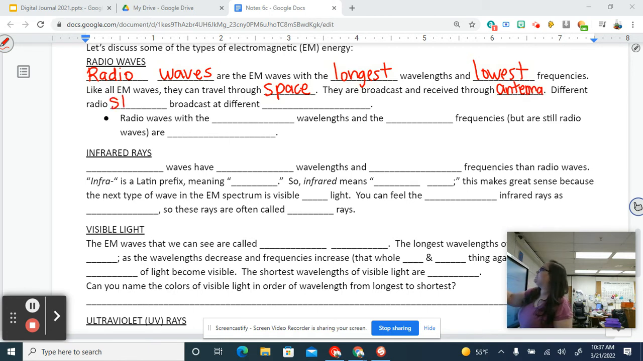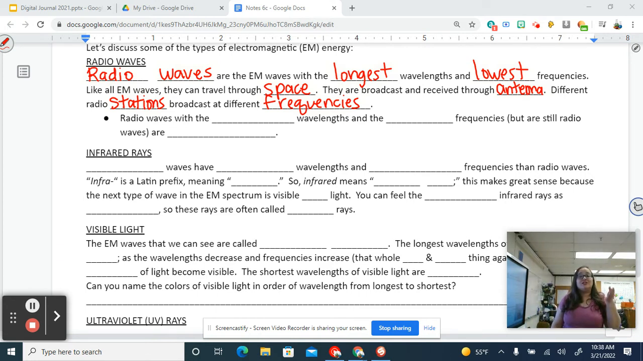Different radio stations broadcast at different frequencies. So when you change the radio station to another station, from like 102.1 to 102.7 to 103.7 to whatever you're listening to, you're actually changing the wavelength of the frequency that your antenna is receiving at. So each of those radio stations broadcasts at whatever frequency they're supposed to broadcast at. That's where that 102.1 and all that stuff comes from. That's their exact frequency that they're broadcasting at.